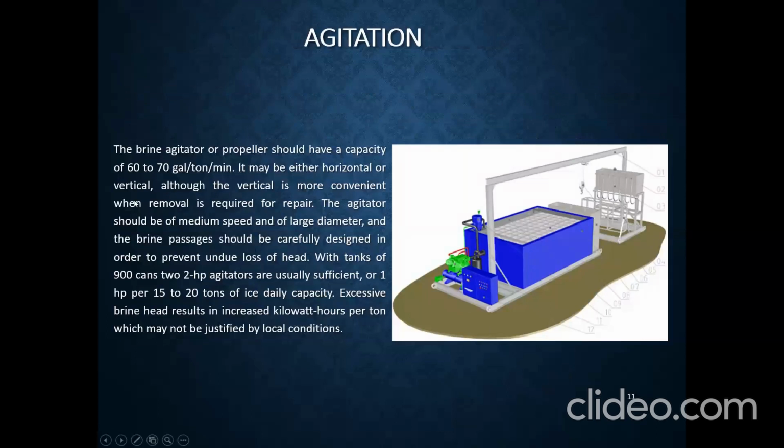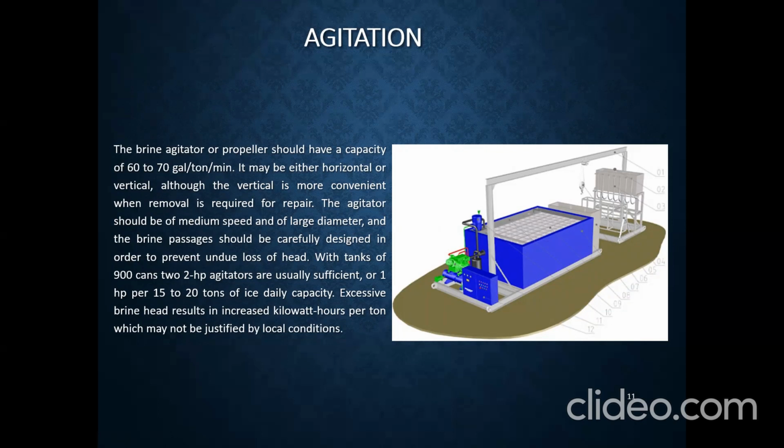Agitation. The brine agitator or propeller should have a capacity of 60 to 70 gallons per ton per minute. So that is your value. It may be either horizontal or vertical, although the vertical is more convenient when the motor is required for repair. The agitator should be of medium speed and of large diameter, and the brine passages should be carefully designed in order to prevent undue loss of head.